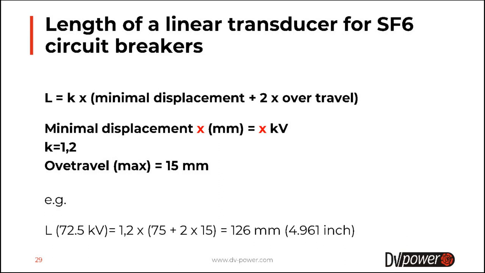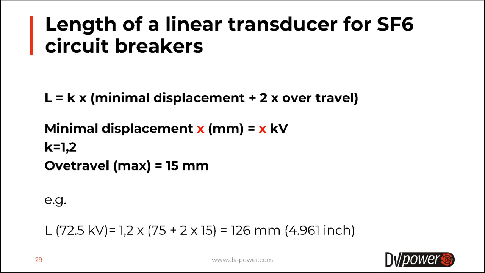Required length of the transducer is calculated according to this formula. As you can see, the easiest way to calculate a minimal displacement of SF6 circuit breaker is to place kilovolts with millimeters. An even better way is to know exact displacement for that type of the circuit breaker. This correction factor K is 1.2, and over travel maximum value is 15 millimeters.